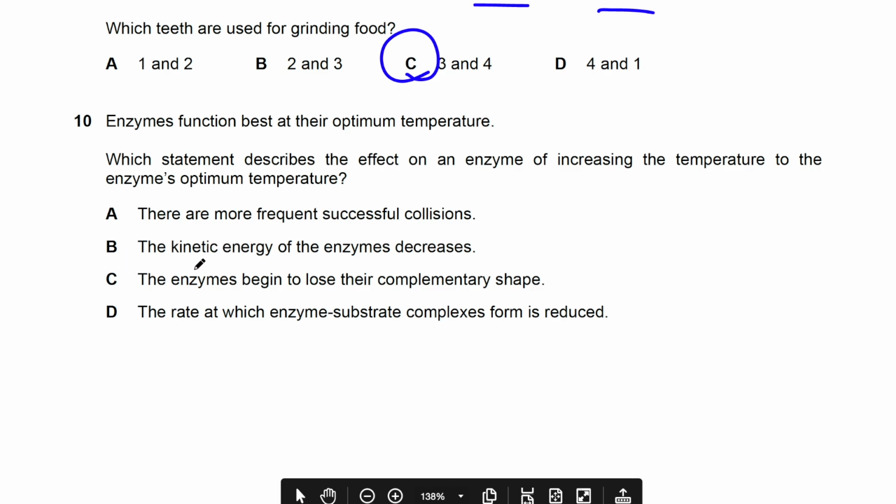B. The kinetic energy of the enzymes decreases. This is very wrong. Why? Because kinetic energy will increase, not decrease. So B is wrong. C. The enzymes begin to lose their complementary shape, and that's against what we are looking for. It's the optimum. That means it's a good condition. So C also is wrong. D. The rate at which enzyme substrate complexes form is reduced. Again, this is wrong. It should be increased. So the right answer here is A.